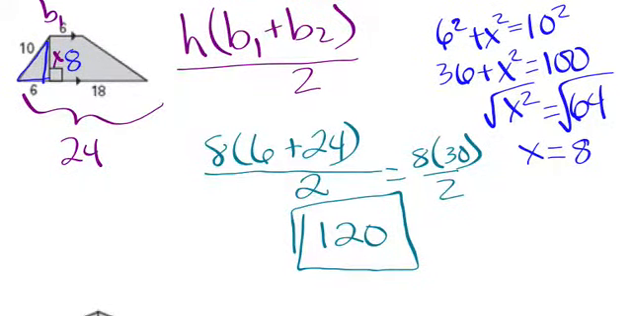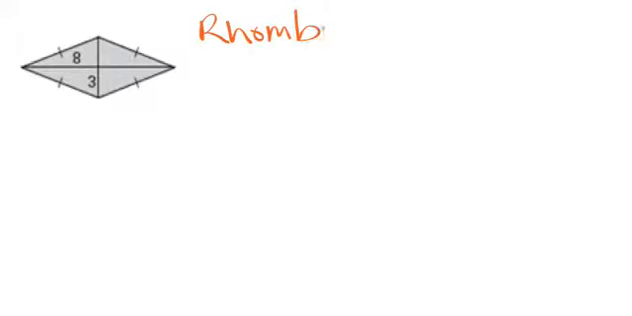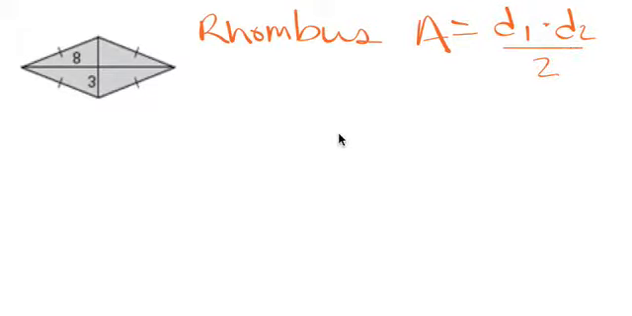The next problem I want us to look at is to find the area of this figure. This figure right here, since it has 4 congruent sides and it kind of makes this diamond shape, is called a rhombus. And the area formula for a rhombus is diagonal 1 times diagonal 2 divided by 2. And you need the entire length of the diagonal.